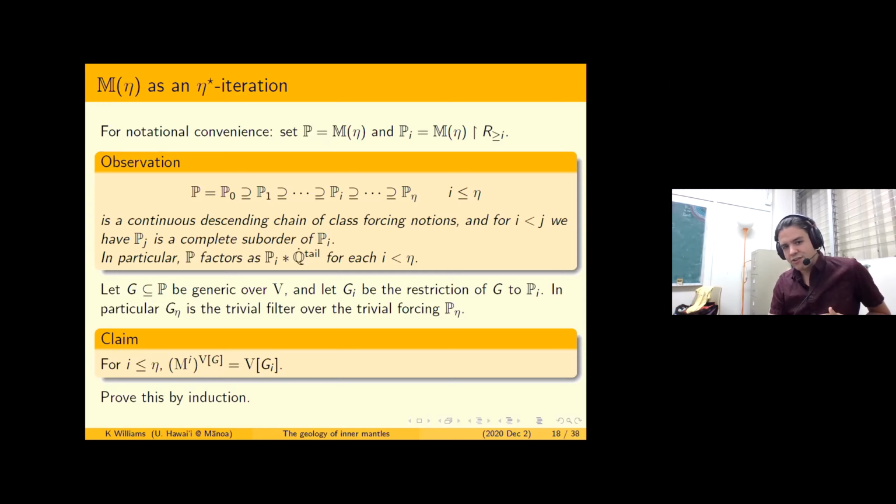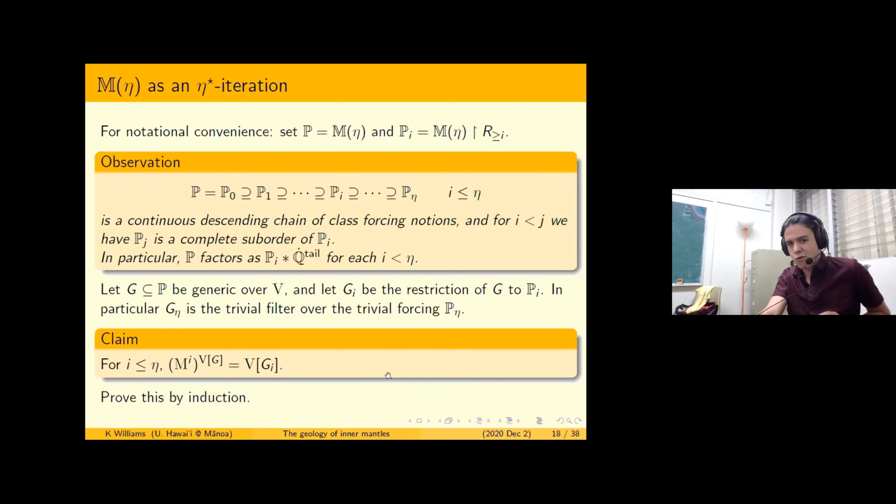And so the strategy is we want to show that as we step down this partial order, we're going to be stripping off mantles. So if we look at the forcing from the whole thing, we strip off the biggest part of it. We go one step down. That's the mantle. We go another step down. That's the secondary mantle. And we're going to do this transfinitely all the way down to the eta-th stage. So what we wanted is this eta star iteration, and that's the correct order type to get what we want. Okay, and we're going to prove this by induction, of course.